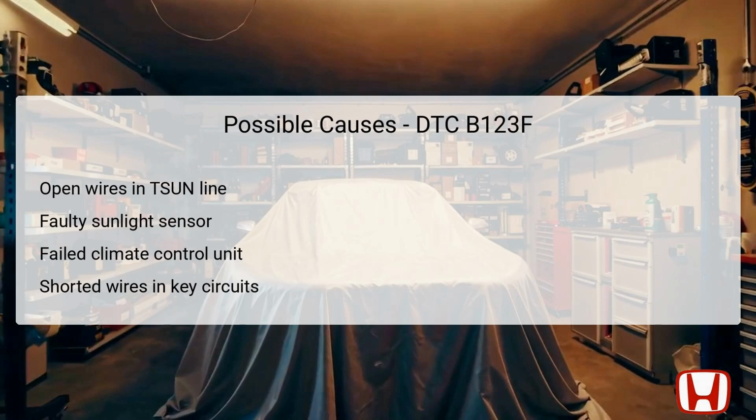If the sunlight sensor itself is faulty, it may provide inaccurate readings or fail completely, directly affecting the automatic lighting system's performance. Additionally, a malfunctioning climate control unit, which works closely with the lighting control functions, could also be behind this error code. Lastly, shorted wires in crucial circuits can lead to interruptions in the electrical pathways, causing system malfunctions. Thorough diagnostics will reveal the root cause and guide the necessary repairs to ensure reliable performance.